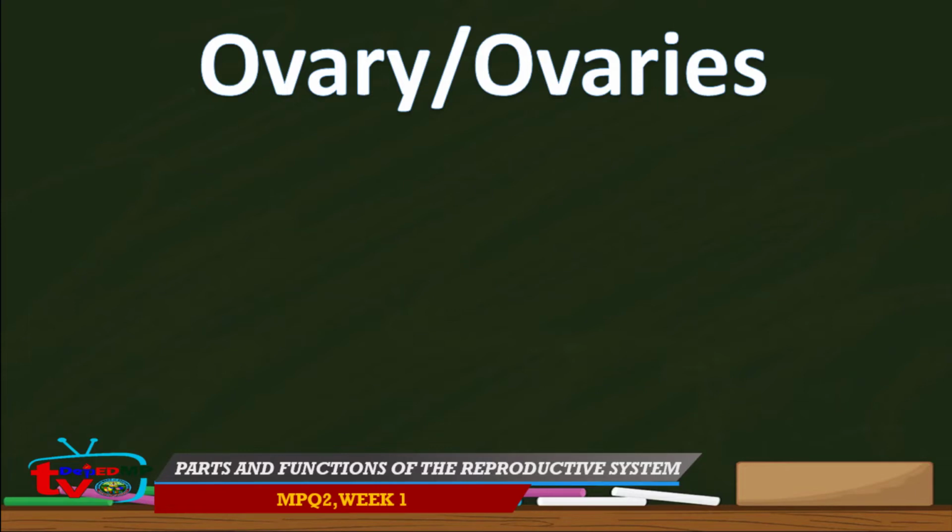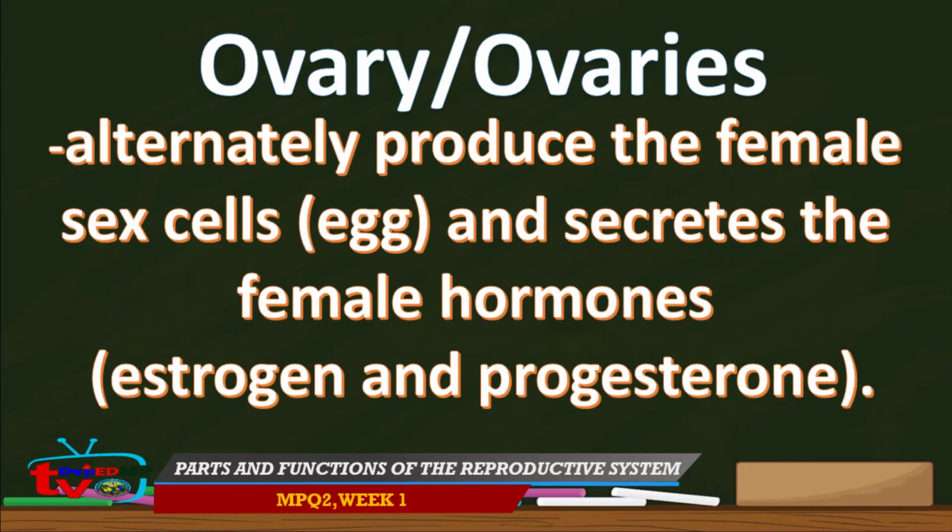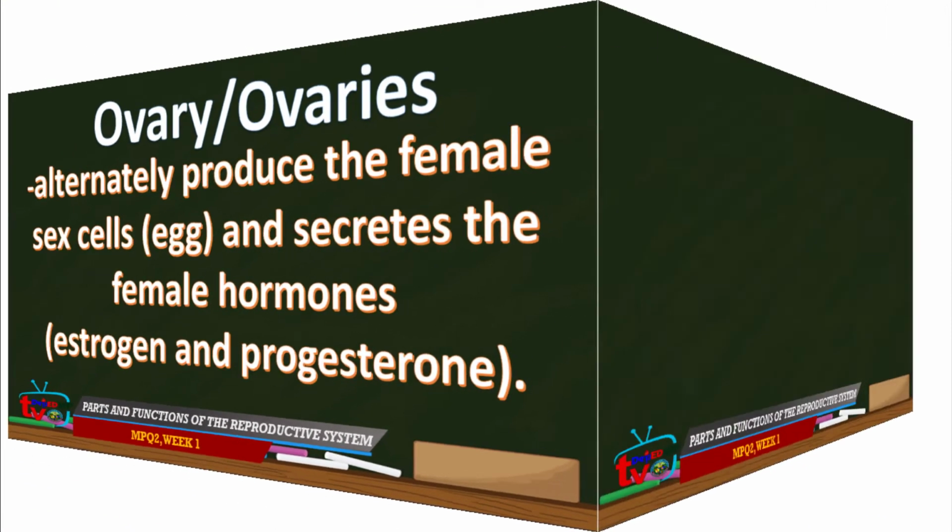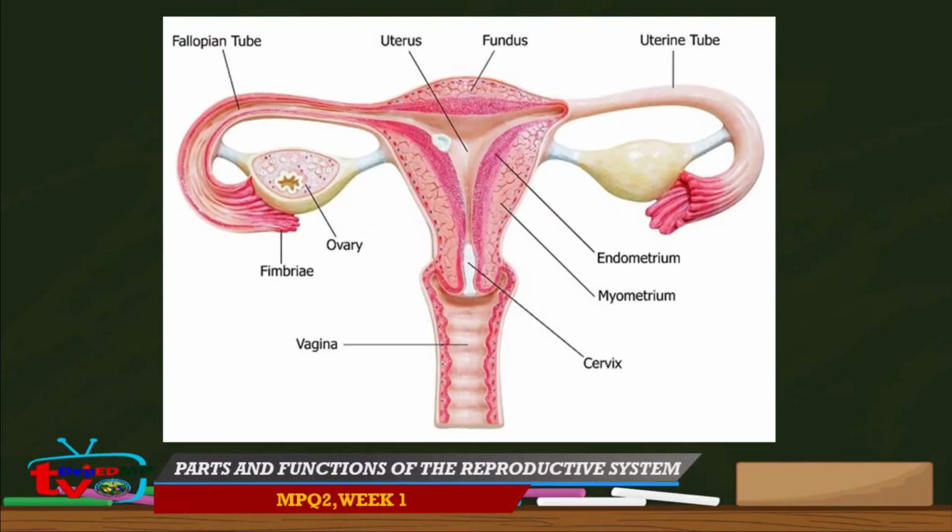First is the ovary. It alternately produces the female sex cells or the egg cells and secretes the female hormones known as the estrogen and progesterone. Ovary is this one. As you notice, there are two ovaries in the female reproductive system.